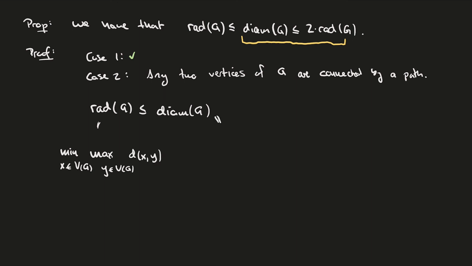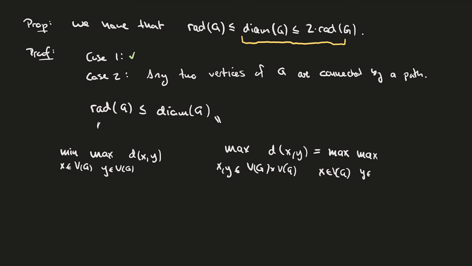Now we know that the diameter of G is the maximum over all pairs of vertices in the vertex set of G, where we're maximizing the distance between x and y. And another way of writing this is taking the maximum twice. So we take the maximum first over all x in the vertex set of G, then take the maximum a second time over all y in the vertex set of G over the distance between x and y.